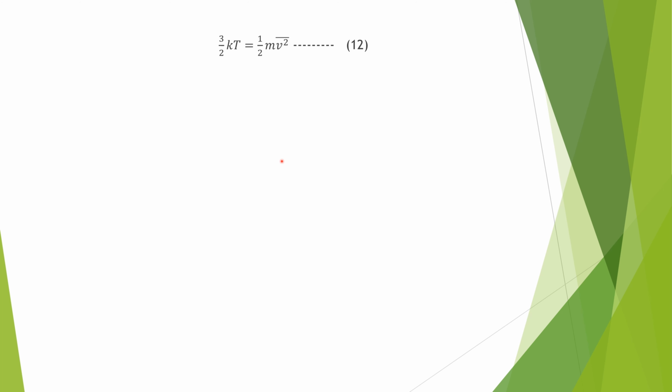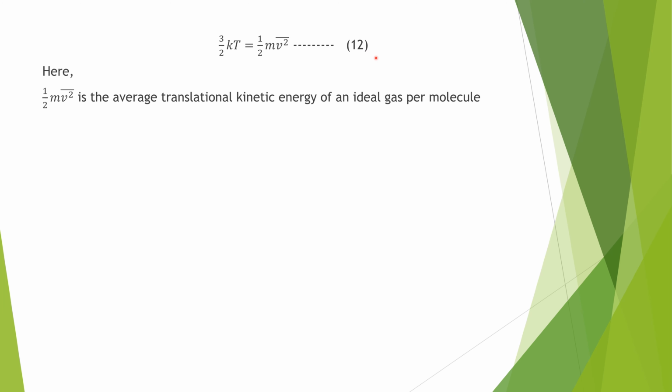So now our equation will be 3 upon 2 kT is equal to half mv square bar. I mark it as equation number 12. In this equation, half mv square bar is the average translational kinetic energy per gas molecule, and T is the temperature of gas molecules. We measure it in Kelvin. So 3 upon 2 k is constant, and if we remove the constant, we get the proportional sign.